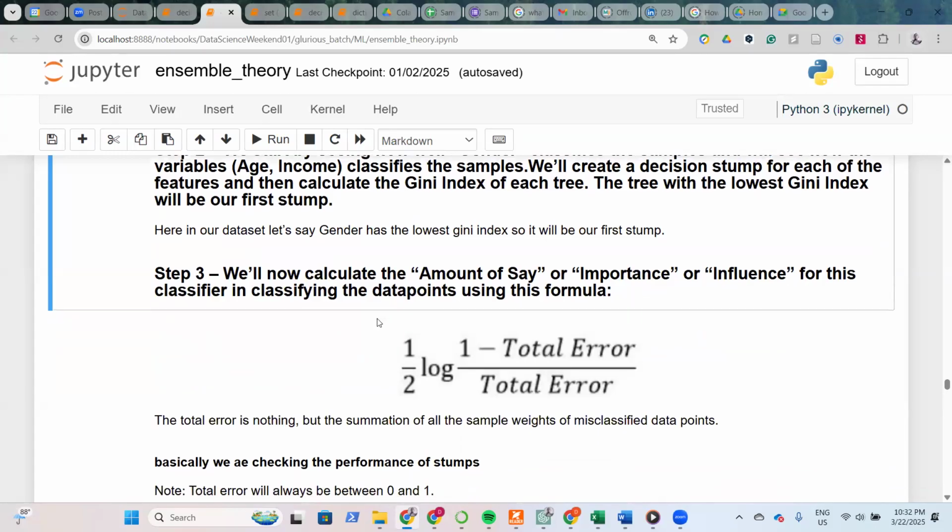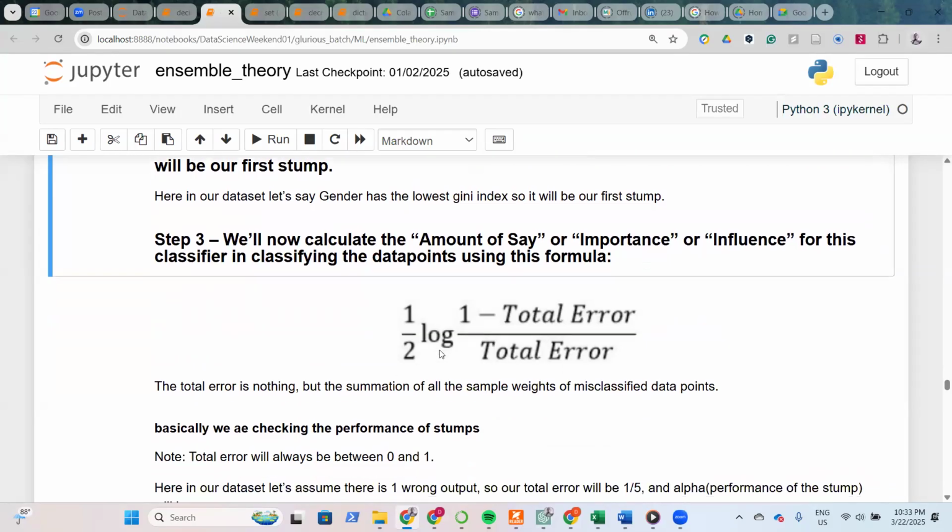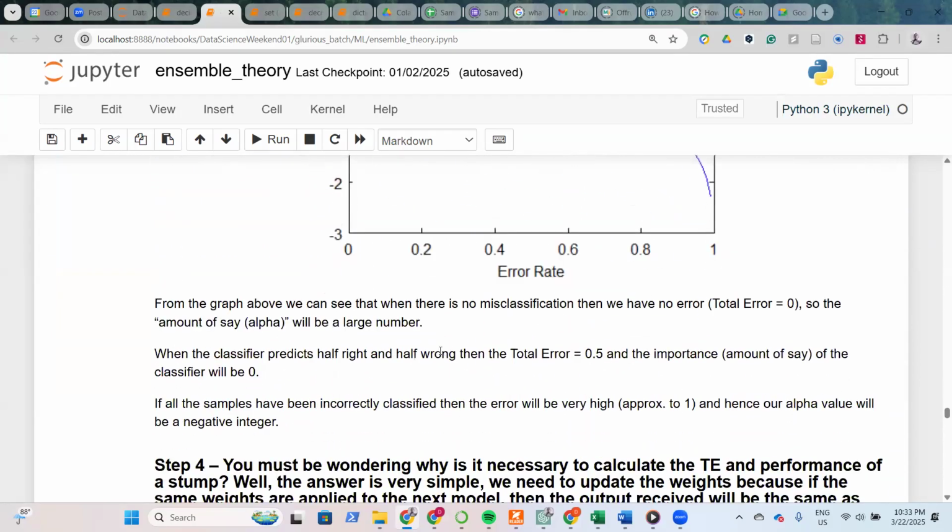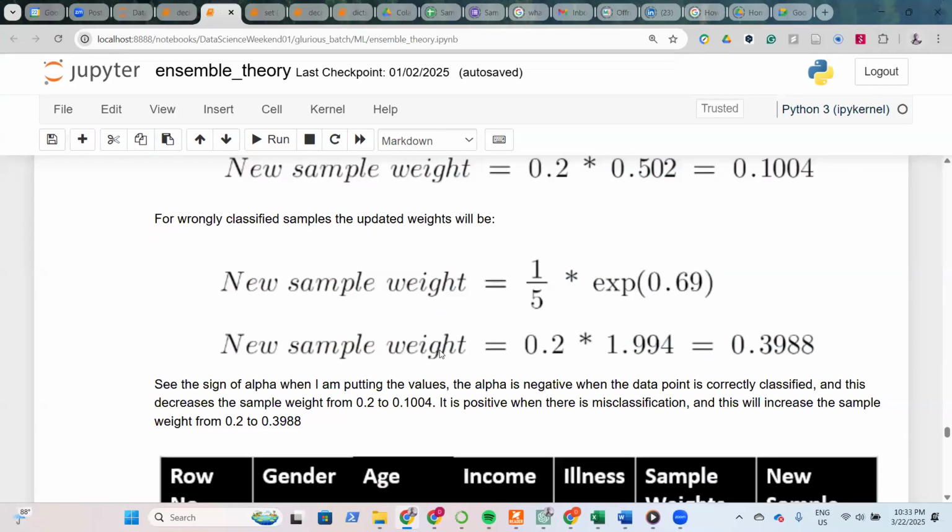Again, this is just grammar. I'm going to go down and explain better. We will now calculate the amount of say, or importance, or influence for this classifier in classifying the data stump using this formula. Let me keep it here. Let me not go ahead and confuse you. Let me just scroll and go down. Forget about what is up. Let's go down to the data.